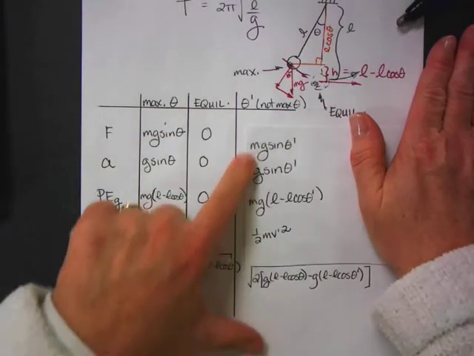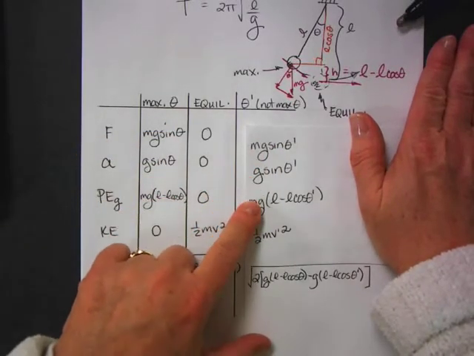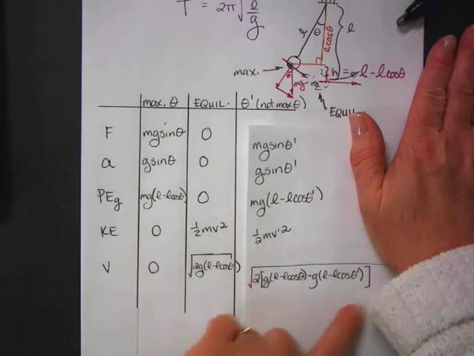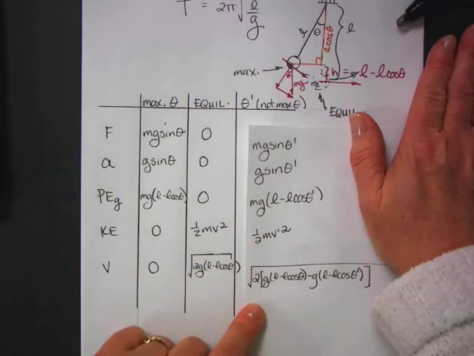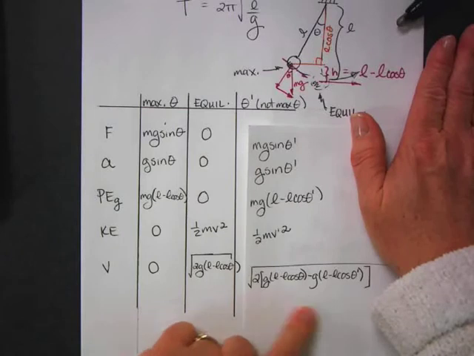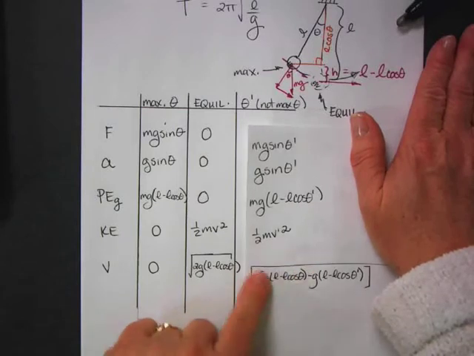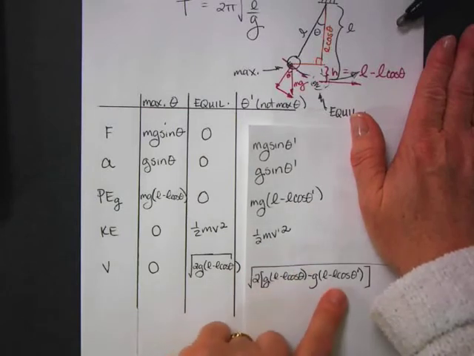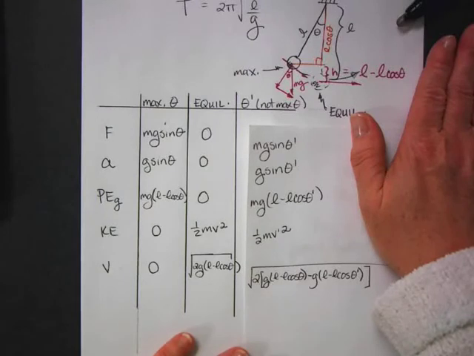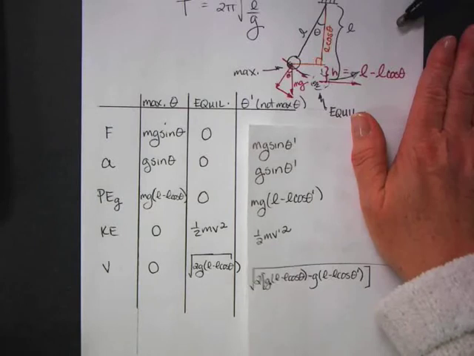Okay? So you should be filling in this column right here to calculate force, acceleration, potential energy, and kinetic using this velocity. Now it looks like a big old hot mess, but it's really not too bad. It's just taking the potential energy at max and subtracting the potential energy at something other than max, and then solving for velocity. Okay, so that's all of the derivations.